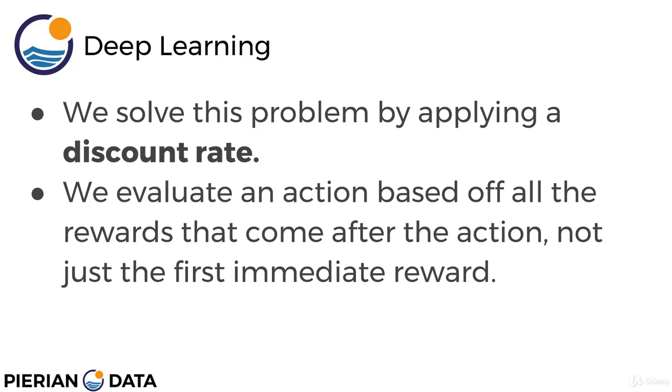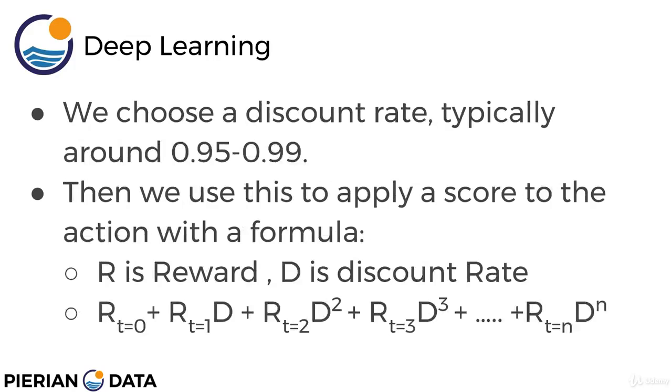So if we have this problem of assigning credit to certain actions in the past, what we end up doing is we apply a discount rate. And this allows us to evaluate an action based off all the rewards that come after the action, not just the first immediate reward. So let's go ahead and describe how this works mathematically. What we end up doing is we choose a discount rate, and it's typically somewhere between 0.95 and 0.99, and we'll explain how changing that closer to either 0 or 1 affects the actual calculation.